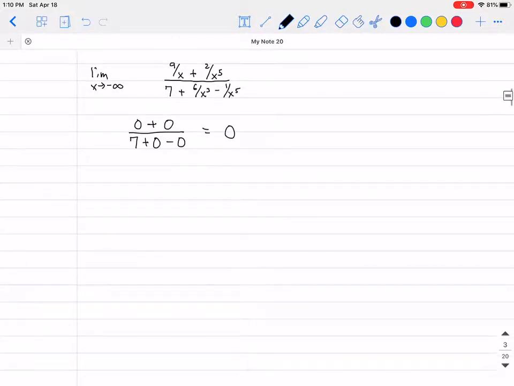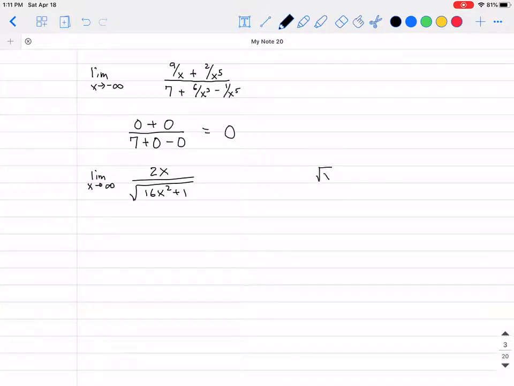Let's try this one right here. This one is going to be our last example. And we're going to try to make this a little bit trickier so that you can see the variations here. So the limit as x approaches infinity of 2x divided by the square root of 16x squared plus 1. Now, the square root is what's throwing some people off, but it's okay.